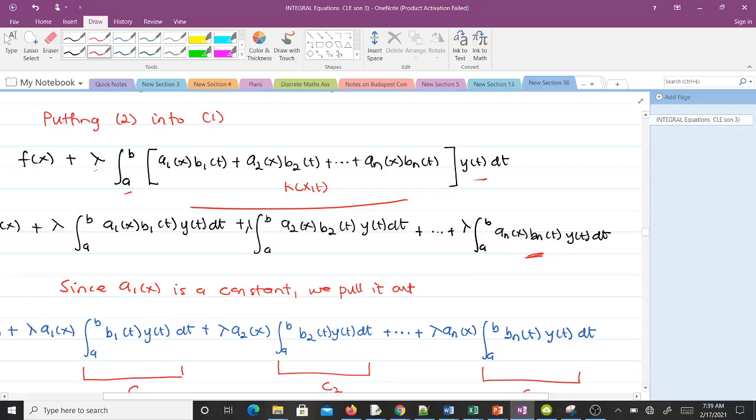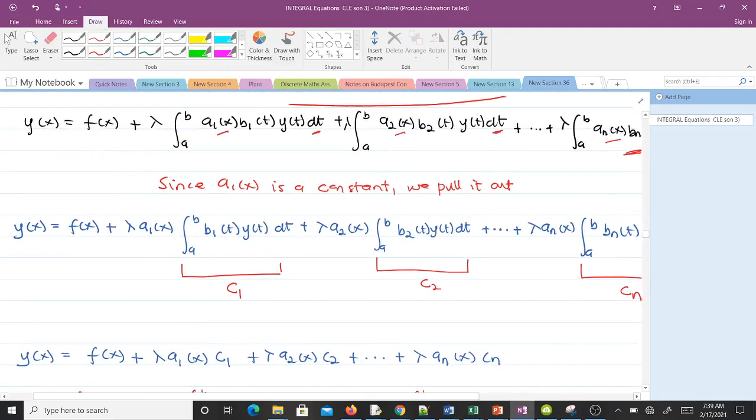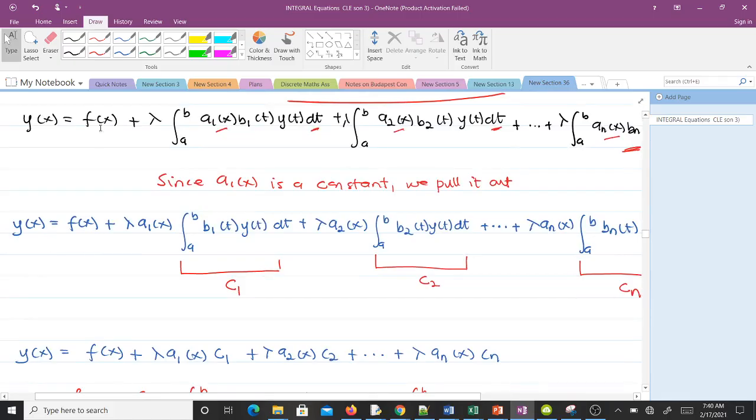You can see that we are integrating with respect to t. So it means the a_i of x, the functions of x, are all constants. That means this will be a constant, this will be a constant, and this will also be a constant. So we can pull that one out. Pulling our constants out, you are going to get y of x equal to f of x plus lambda a1 of x, then the whole of this. So we pull all of them out and we get this.